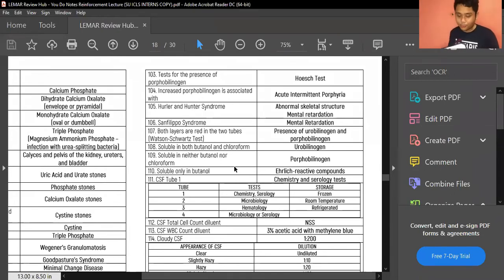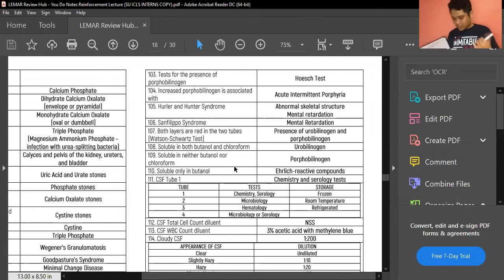So in the Watson-Schwartz, based on the question, the tube for chloroform, the red is in the lower layer, meaning it is red in chloroform, meaning soluble in chloroform. And then in the butanol tube, the upper layer is red, meaning it was extracted, soluble in butanol. So what is soluble in both butanol and chloroform, you have urobilinogen. That's the Watson-Schwartz, it may come out as a question. Take note of that.